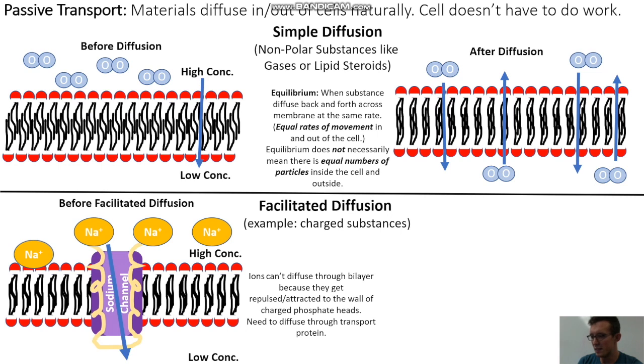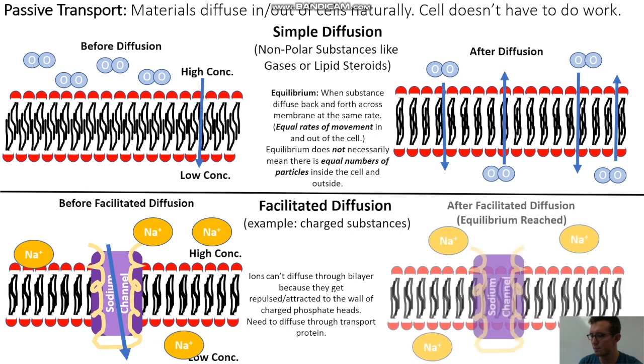What a cell needs in order to facilitate this diffusion is a transport protein, in this case a sodium channel, and that's where facilitated diffusion gets its name. There's a transport protein that facilitates the diffusion, that allows the diffusion to occur. And so here, after facilitated diffusion, we can see equilibrium has been reached again.